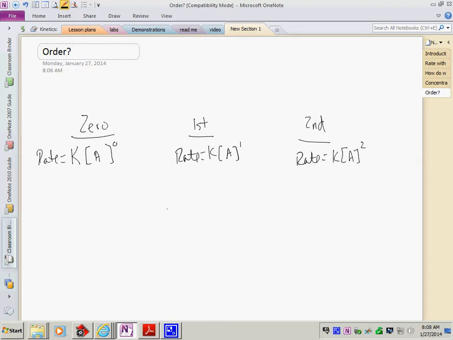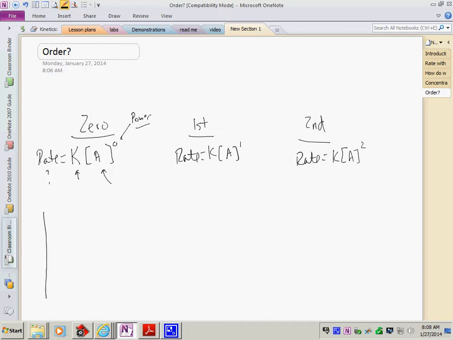Now, in a nutshell, what this means is that for the concentration of A, if we knew K and I wanted to find the rate, if I were to change my concentration, how would that affect the rate? Well, since it's zero order, if I were to take my concentration and double it from 0.1 to say 0.2, any value to a zero order is just 1. Any number to the 0 power is 1. Therefore, no matter what the concentration is, this value is going to equal 1, and your K is going to equal your rate.